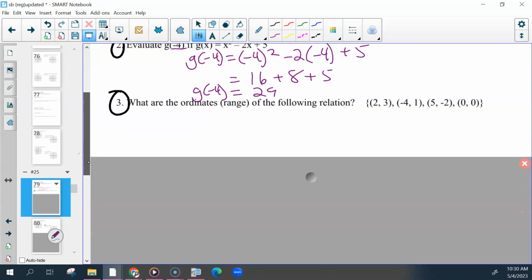3 asks about the range of this function, of this relation. So in curly brackets, you would list them least to greatest: -2, 0, 1, 3. Noah, Paige, did you guys have questions about this? So you just list out the y values, least to greatest. Other questions on this?